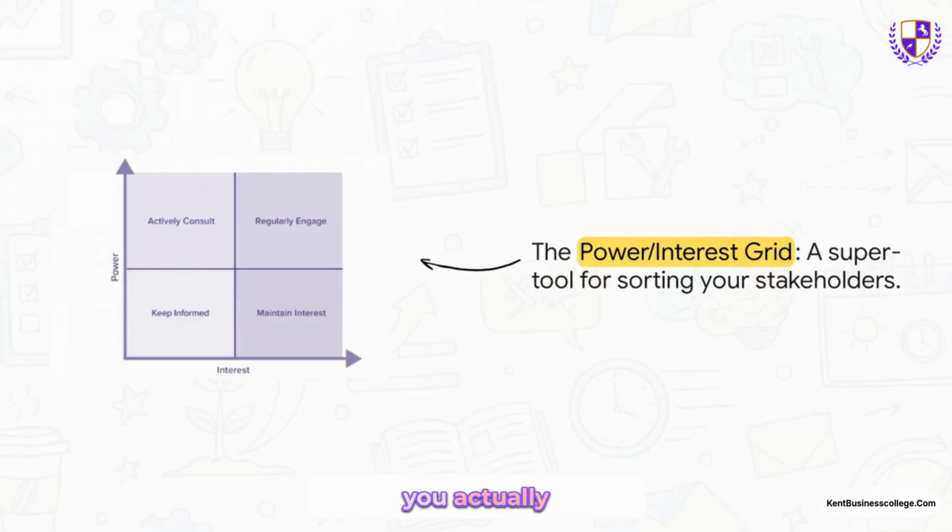Okay, so how do you actually manage all these different people? Well, I'm going to show you an absolutely brilliant tool for this, the Power/Interest Grid. It helps you map everyone out based on just two simple things: how much power they have and how interested they are in what you're doing.